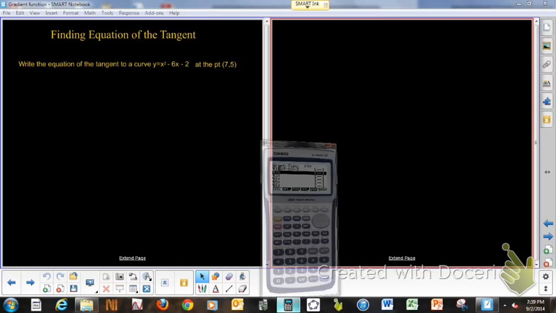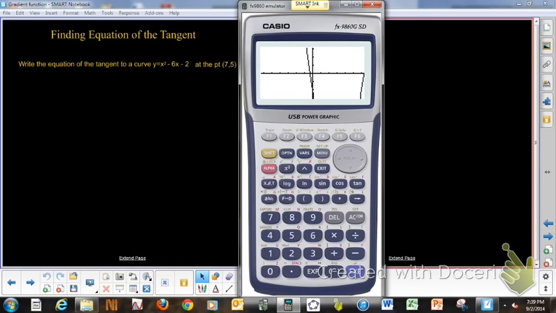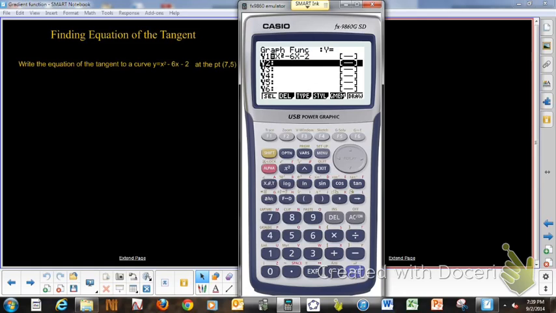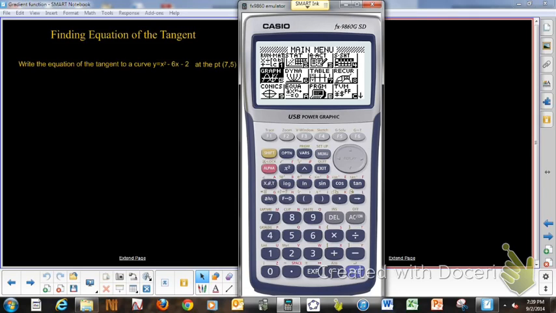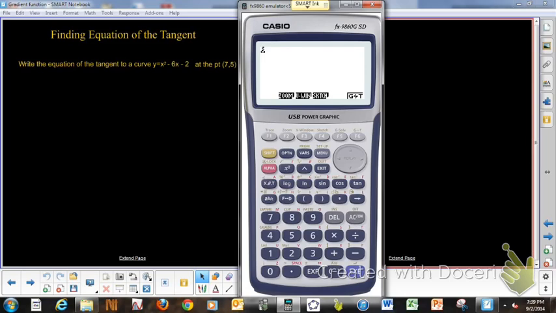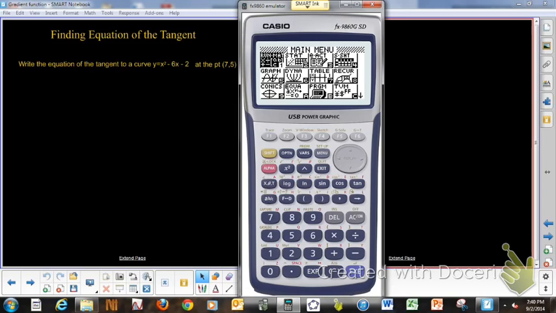Now, if you bring your calculator up and you put your equation in, remember that we can get that to draw, and we might have to change our window to get it to draw something reasonable. And I'm going to have to go back up in here and turn the differentiation on. Okay. Back to the menu, draw the graph.